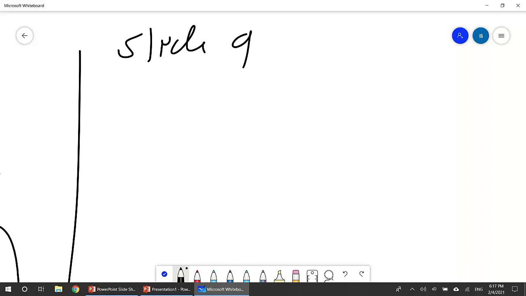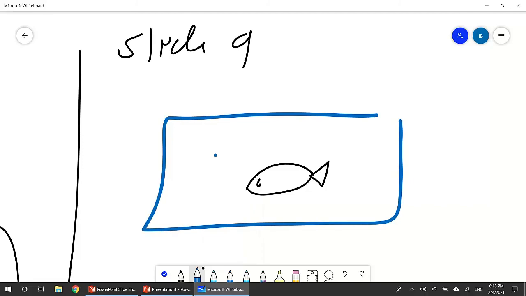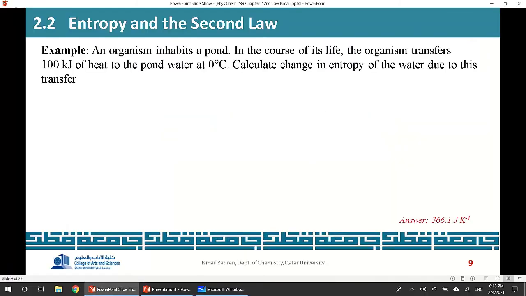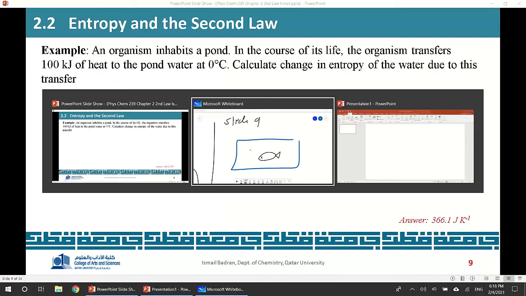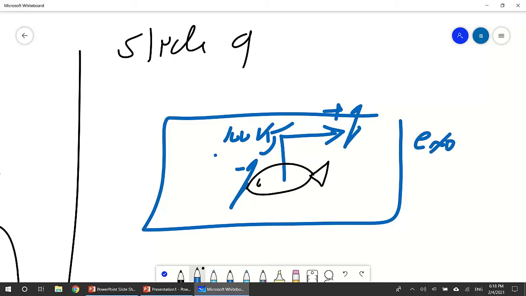We have maybe an organism, probably a fish, sitting in a pond of water, okay? And that fish transfers 100 kilojoule of heat to the pond. So there is heat going from the fish to the pond, 100 kilojoule, because this heat is getting out of the fish. So it's minus Q for the fish, and it's plus Q for the water. That means this process is exothermic, because in this case we are considering the organism or the fish to be the system, and the water will be the surrounding.